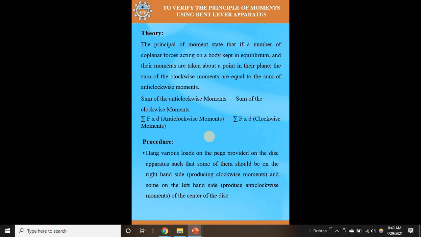Now we will prove this by practical experiment. So what is the procedure of this experiment? First of all, you will check whether the disk is frictionless or not, whether it is free to rotate or not. So you will rotate the disk, and then you will take four hangers and weigh the hangers. First of all you have to weigh the hangers and note down the weight of the hangers.